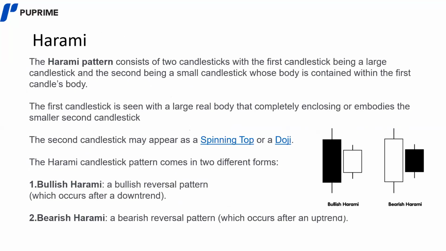Then we have the harami. The harami consists of two candles. The first one is large, and the second one is a small candle which is contained inside the body of the big candle. We have two types: the bullish harami and the bearish harami. Some people call it a pregnant child or pregnant baby, but it is a harami.